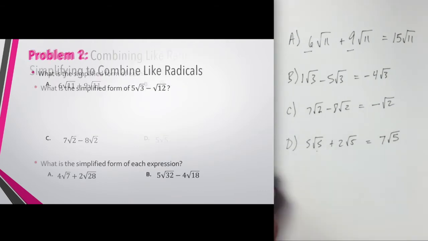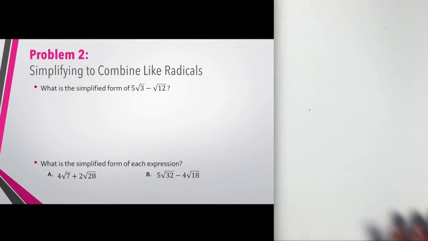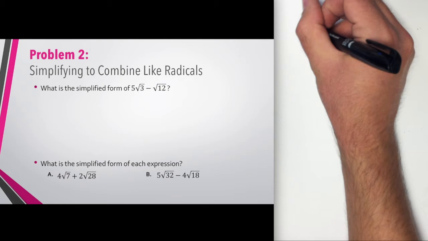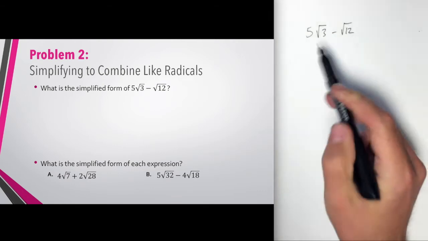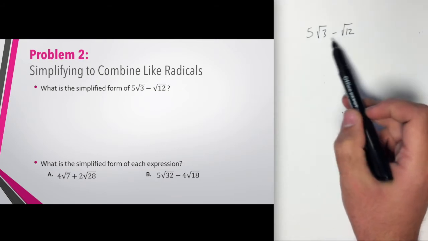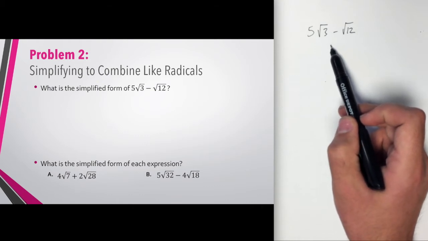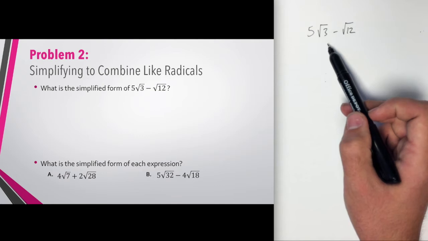Problem 2 is a little different because you don't have like radicals. You have what are called, as we saw in the vocab, unlike radicals. In that first example, 5 square roots of 3 minus the square root of 12. This is the square root of 3, this is square root of 12. They're not the same radicand, so they're unlike. You can't just go ahead and subtract them. However, as the problem says, you can simplify so that you can subtract them.